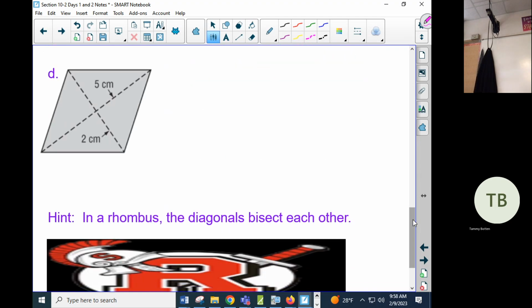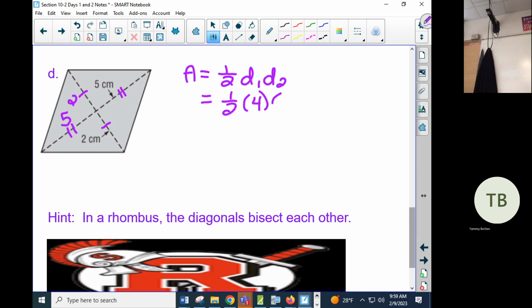Okay. So this one, what you would have to realize is that it's a rhombus. And so when it's a rhombus like that, you would have to be able to know that these two pieces are equal. So if this is 2, this is 2. And if this is 5, this is 5. Okay. So then I'd go area is 1/2 D1, D2. One of the diagonals is 2 plus 2, which is 4. The other diagonal is 5 plus 5, which is 10. So that should give you 20, and that is in centimeters squared.